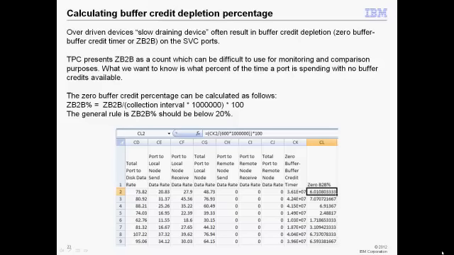TPC presents buffer credit depletion as a count, which can be difficult to use for monitoring and comparison purposes. What we really want to know is what percent of the time a port is spending with no buffer credits available. The following calculation can be added to a column in the by port spreadsheet to add buffer credit depletion percentage. The general rule for buffer credit depletion is it should not exceed 20%.